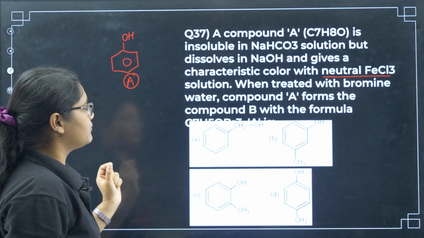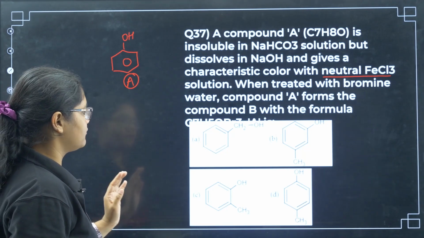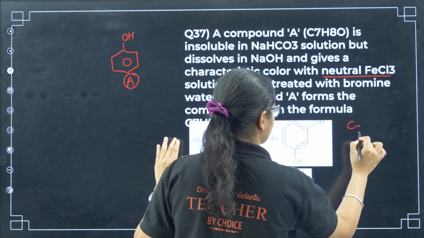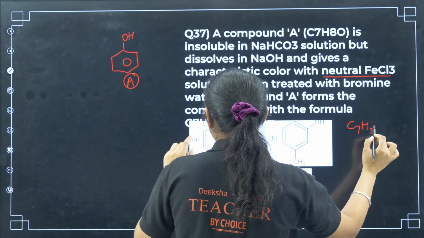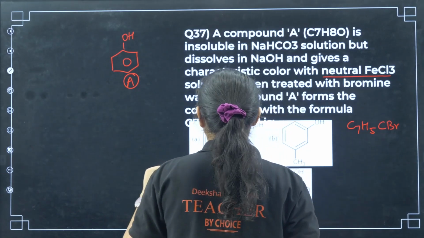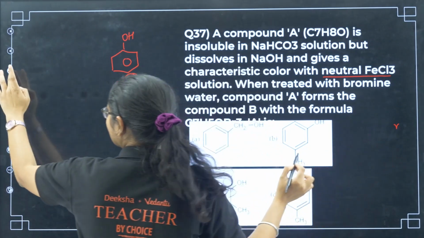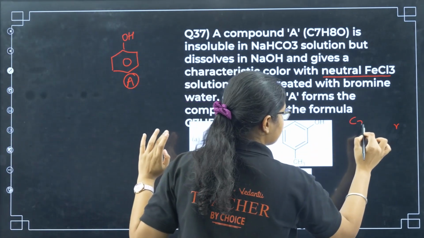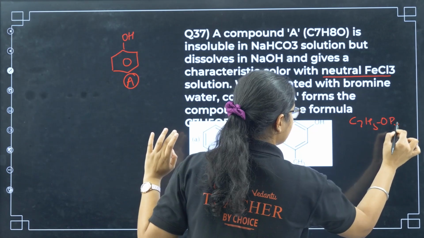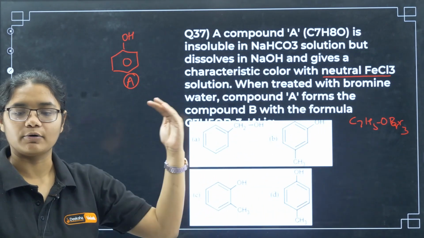When treated with bromine water, compound A forms compound B with the molecular formula. So just let me write down the molecular formula: C7H5OBr3. Okay, C7H5OBr3 compound is formed.